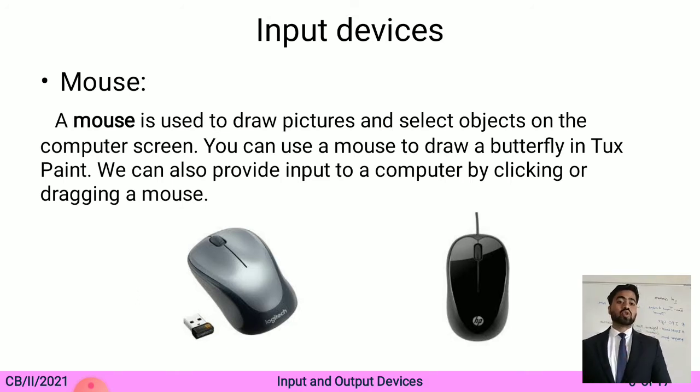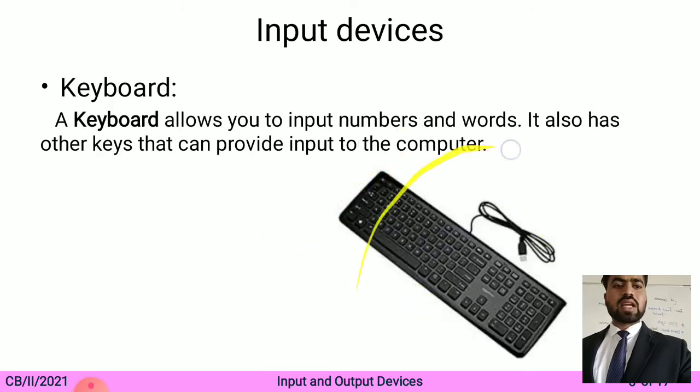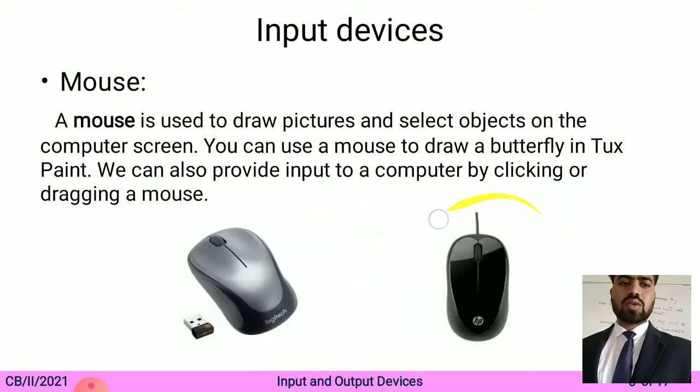There you can see two types of mouse right here. One is the wireless mouse; here you can see the wire is not there. The second one is the wired mouse. This one is called a wired mouse.